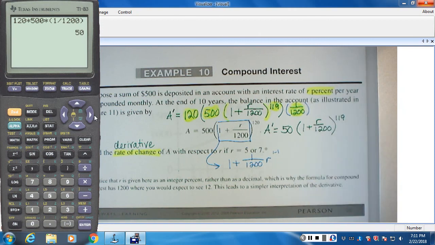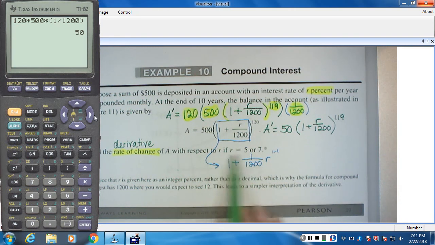So there's your derivative, and it doesn't look nearly as ugly as what you thought it was going to, or at least not as ugly as what I thought it might look like. It actually turns out to look pretty simple. And then it says, find the rate of change if R is equal to 5. Okay, that means I'm finding A prime of 5.